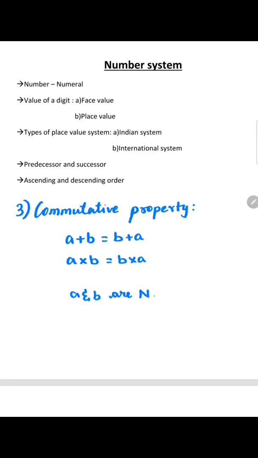The third property of natural numbers is the commutative property. According to this property, A plus B is equal to B plus A, and also A into B is equal to B into A. This commutative property of natural numbers will only be true when both A and B belong to natural numbers.